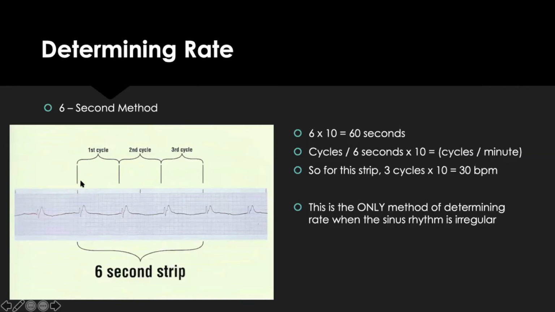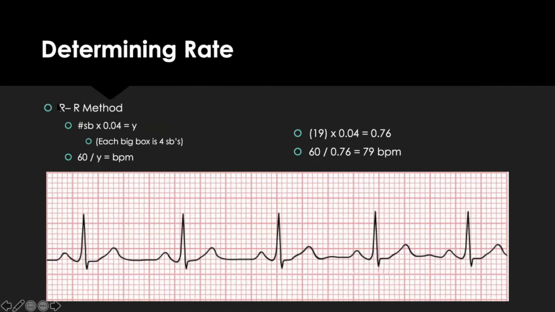And basically what you're going to do is count how many cycles, how many PQRSTs, are in this 6-second section right here. And once you have your number, so 1, 2, 3, there are 3 cycles within this 6-second strip. So 3 times 10 is 30 beats per minute. And this person definitely has bradycardia. It is well under 60 beats per minute. This person needs help. The last method I'm going to show you is called the R to R method.